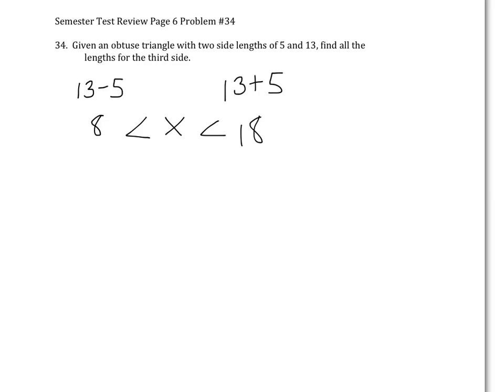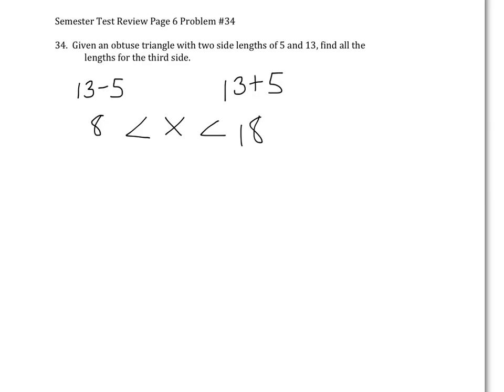Now, it cannot equal 8 or 18, or I would just have flat lines. I wouldn't have a triangle. But this says that we are supposed to have an obtuse triangle. So the question is, what values are going to give us an obtuse triangle? Well, looking at this, 5 and 13 could be the two legs, or 5 could be a leg and 13 could be the hypotenuse. So we have two cases.